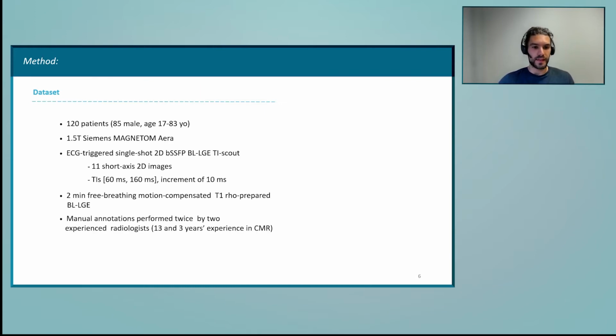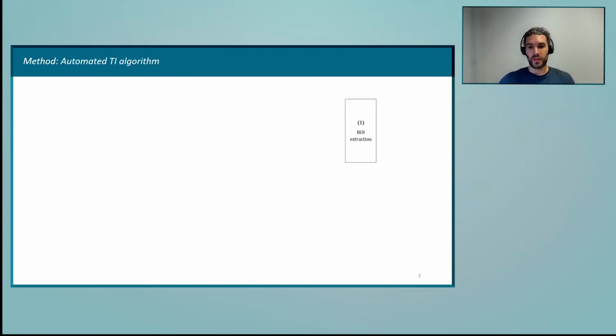And for this data set, we performed manual annotation by 2 experienced radiologists. So they manually selected the TI for the 120 patients, and they performed this annotation twice so that we can also look at intra-observer variability. So the technique works in 2 distinct steps. The first step is extracting a region of interest, and the second step consists of a pixel intensity-based selection.